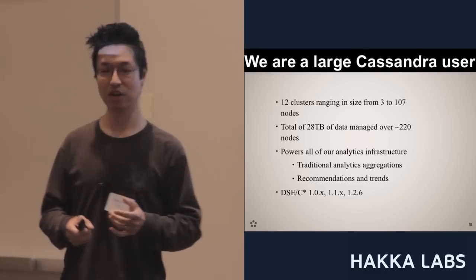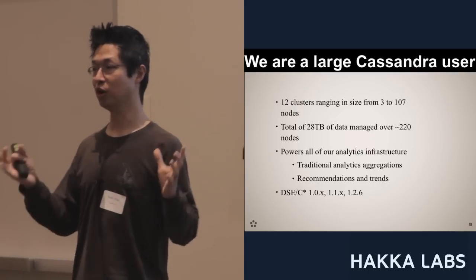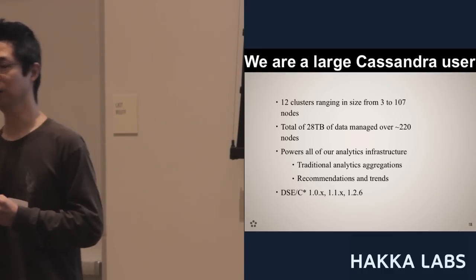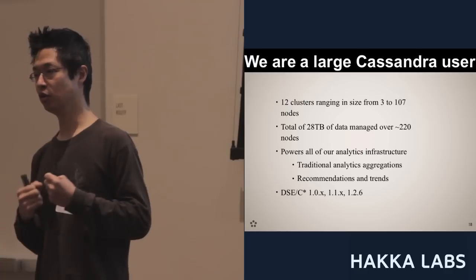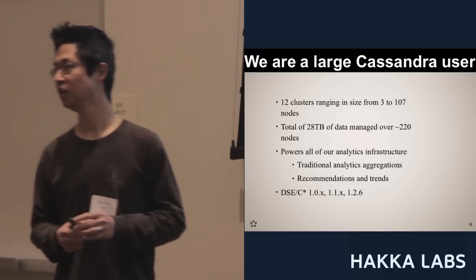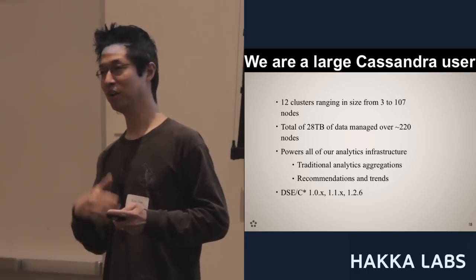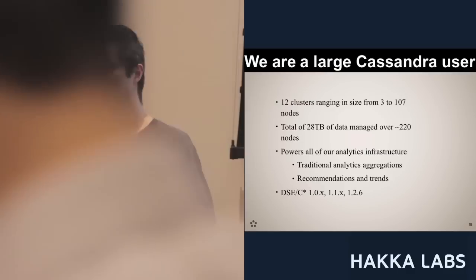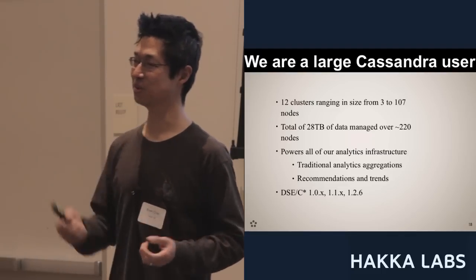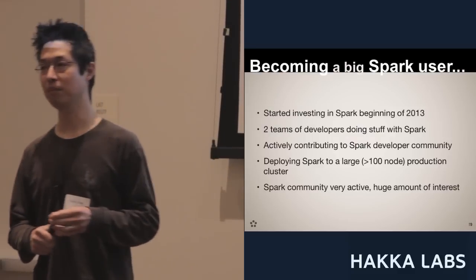We are a fairly large Cassandra user. We have a lot of clusters, ranging from the very small, a few nodes, to over 100 nodes. It pretty much powers all of our analytics infrastructure, from simple aggregates to more advanced things like machine learning, clustering, trend detection, this kind of thing. We're running a range of versions, or rather the DSE versions of 1.0 to 1.2. We are hoping to eventually try out the newer versions like 2.0 and 2.1. And we are also starting to become a big Spark user.